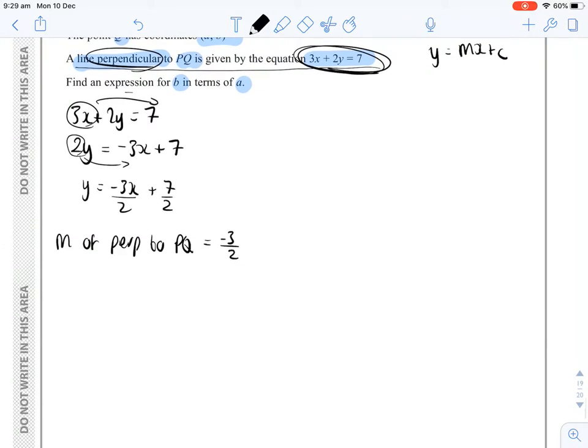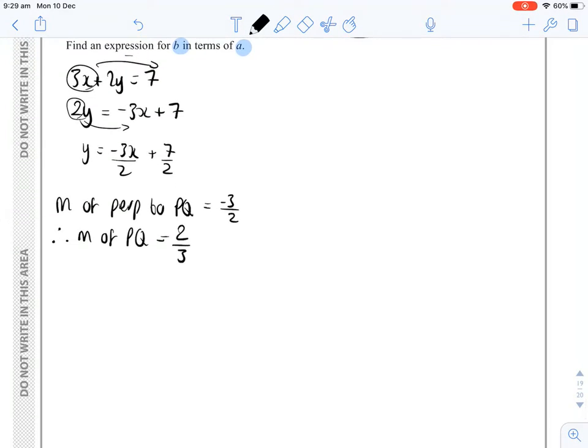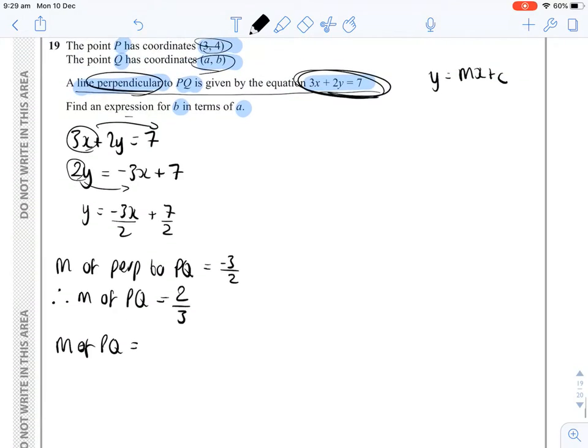minus 3 over 2. What we know is that for perpendicular lines, the gradients are the negative reciprocal of each other, so therefore the gradient of PQ is equal to 2/3. Now what we also know is the coordinates of P and the coordinates of Q. And so the gradient of PQ is the change in y over the change in x.